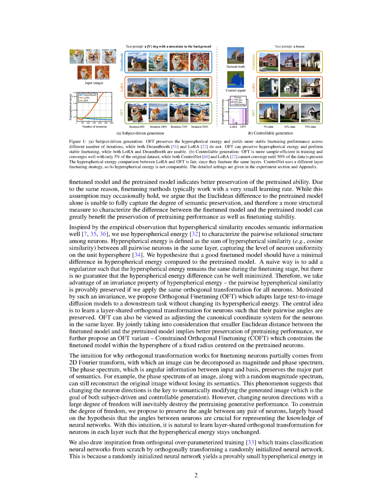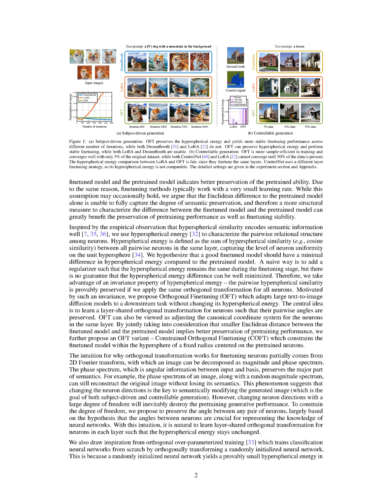To give an intuitive understanding of why an orthogonal transformation works, we can refer to the 2D Fourier transform in image processing. In this context, the angular information, phase spectrum, between input and basis is crucial in preserving the major part of semantics of the image. This suggests that altering the neuron directions is key to modifying the generated image semantically, which is the goal of both subject-driven and controllable generation tasks.